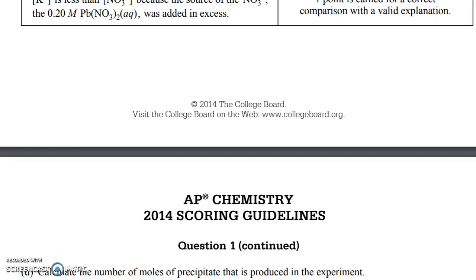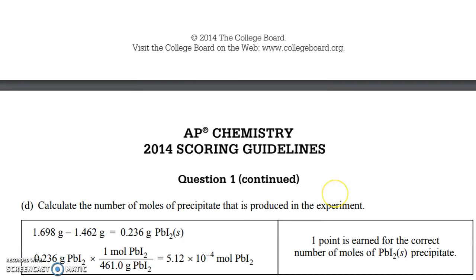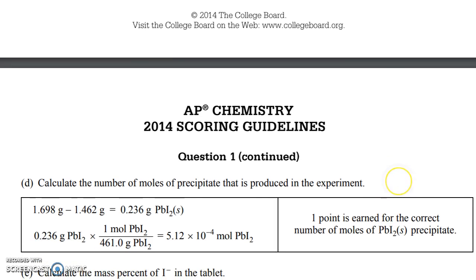Okay, so you would find the actual mass from the data. Right? So the mass of thoroughly dried filter paper and the mass of filter paper plus the precipitate after the 3rd drying. So the difference between those 2 numbers gives me grams. And then I can convert it to moles. Okay, so again, that gives you a point. Now, that 5.12 times 10 to the negative 4 is moles of lead iodide. If I want just iodide, what do I need?